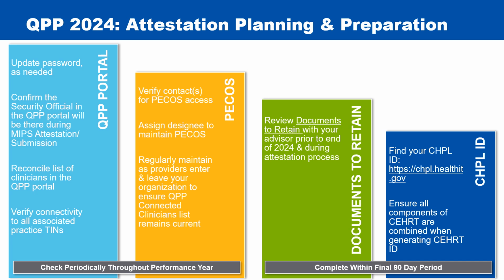Next, during that final 90-day period, as you're wrapping up the performance year 2024, you're going to want to make sure you pull your Chapel ID, and you want to make sure that you have all components of your cert whenever you are generating that cert ID. If you have any issues generating that cert and you would like us to help you with that process, we are here to do that. Just reach out to your advisor and we can walk you through pulling that Chapel ID.